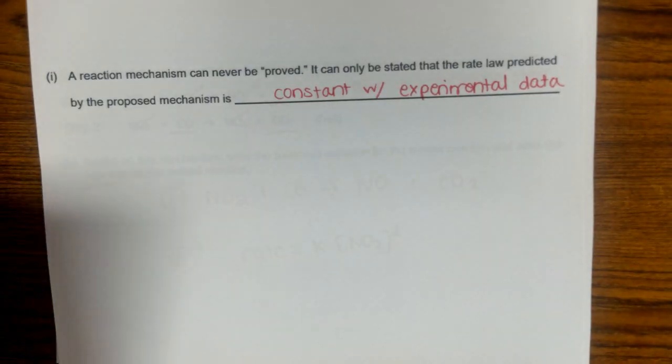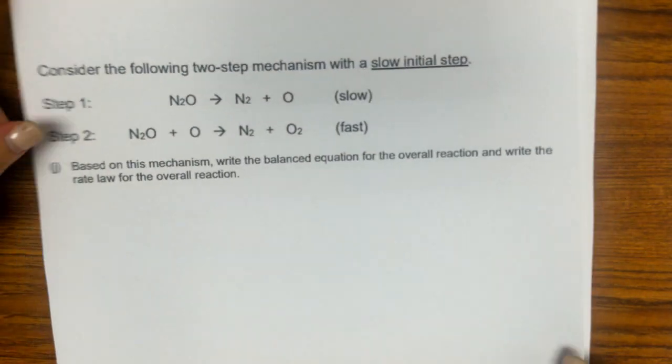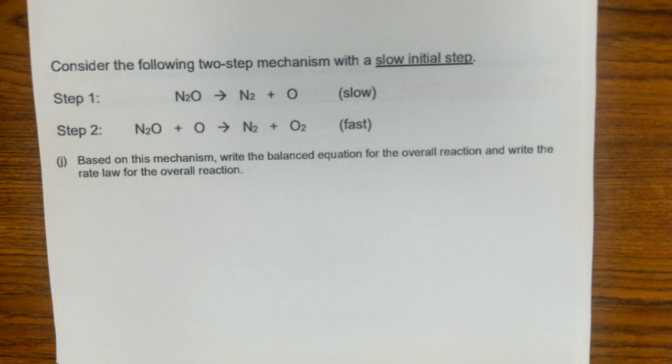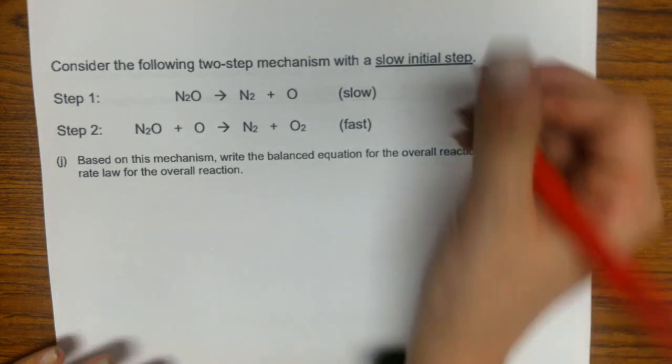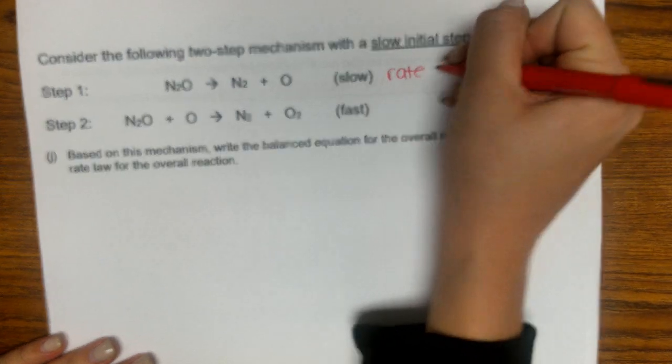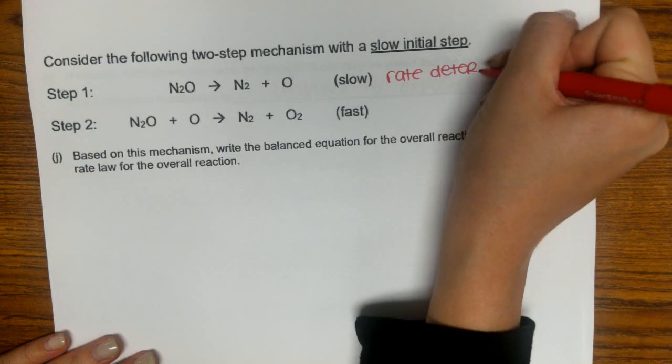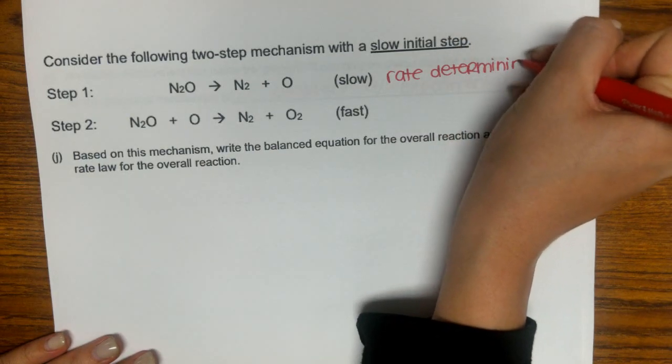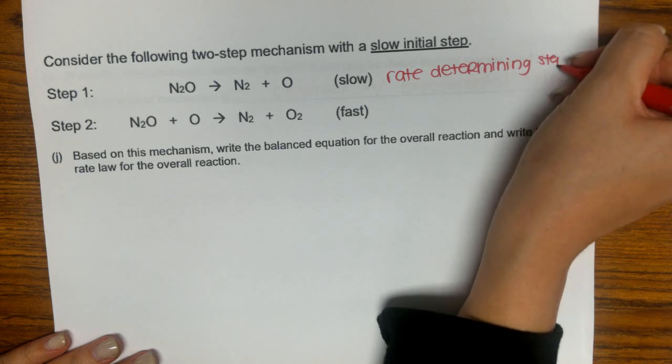We're going to look at a few more reactions, write them, and talk about their rates, because it's not always as easy as that one. So here we have a two-step mechanism again, and it has a slow initial step. So this is my rate determining step. You might want to label that. You don't have to. I like to.